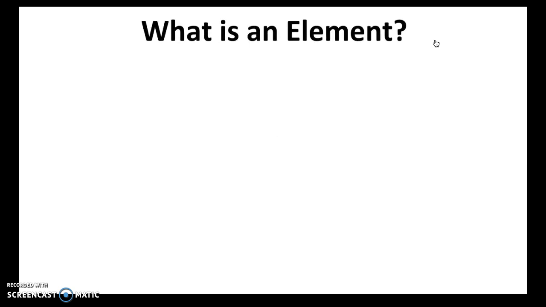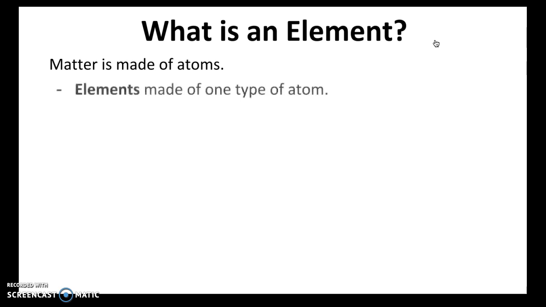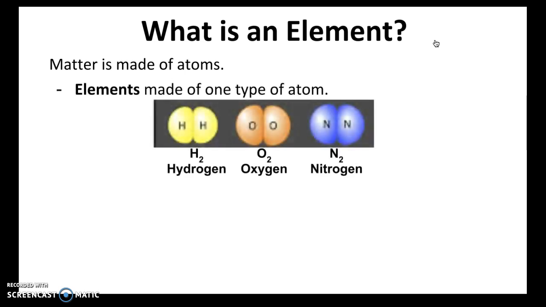All right, so let's start off with what an element is. We said that matter is made of atoms, right? Well, matter can be made of the same type of atoms or different types of atoms. If you're dealing with a case where matter is made up of one type of atom, it's an element. Let's take a look at some examples here.